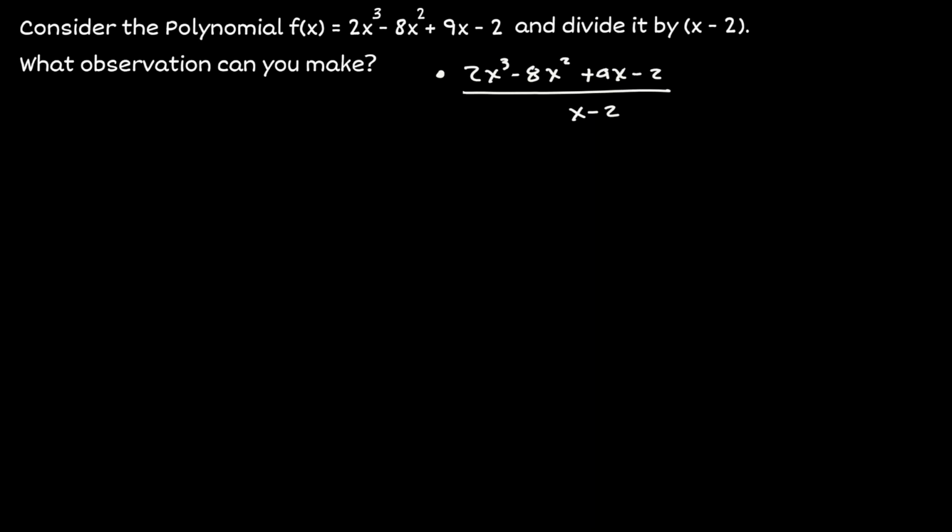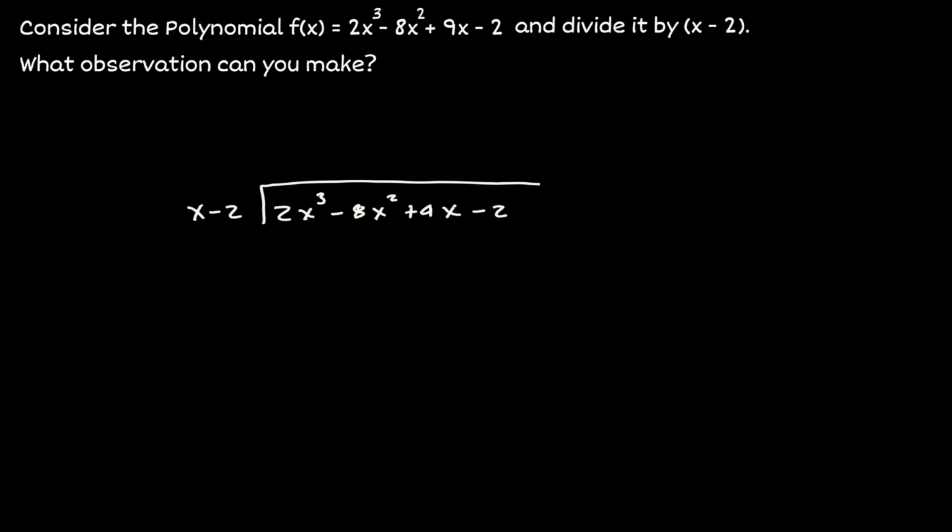So let's set this up. Let's get the expression in the numerator, and let's place this expression inside of a little house. And the expression that we have in the denominator, let's place it on the left-hand side outside the house. So we are done setting this up.